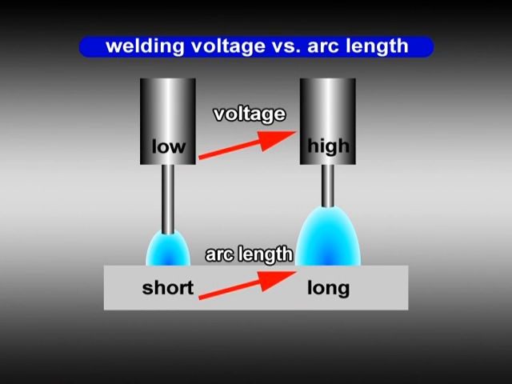The arc length is proportional to the arc voltage. Lowering the arc voltage makes the arc length shorter and vice versa.